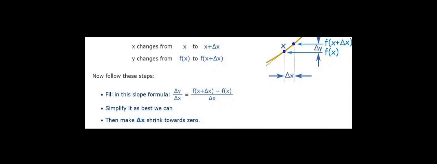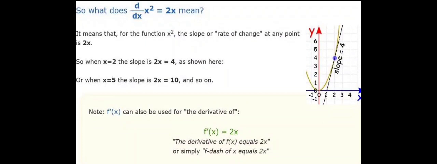Simplify it as best as we can. Then make change of x shrink towards 0. That's kind of interesting and amazing, right? What does this d over dx of x squared equals 2x mean in a way? Well, it means that for the function x squared, the slope or rate of change at any point is 2x. So in x squared, when x equals 2, the slope 2x equals 4, as shown here. Or when x is equal to 5, the slope 2x equals 10, and so on.